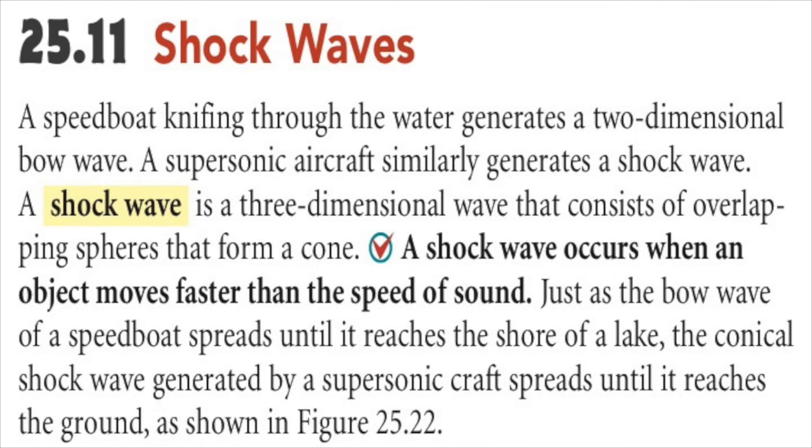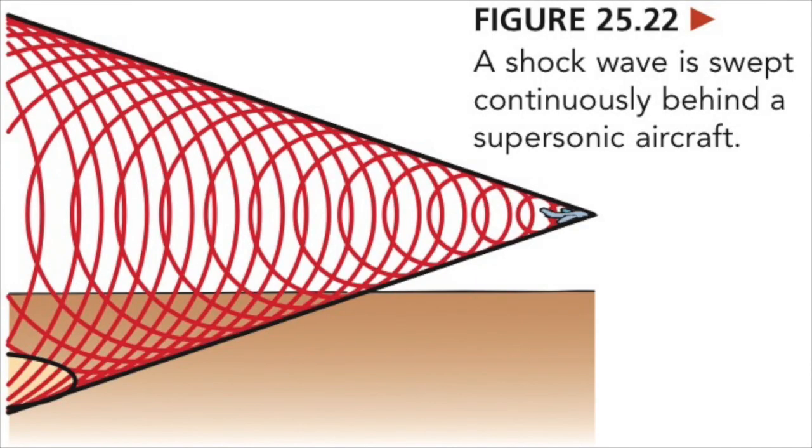A speedboat knifing through the water generates a two-dimensional bow wave. A supersonic aircraft similarly generates a shock wave. A shock wave is a three-dimensional wave that consists of overlapping spheres that form a cone. A shock wave occurs when an object moves faster than the speed of sound, just as the bow waves of a speedboat spread until they reach the shore of the lake. The conical shock wave generated by a supersonic aircraft spreads until it reaches the ground, as shown in figure 25.22.